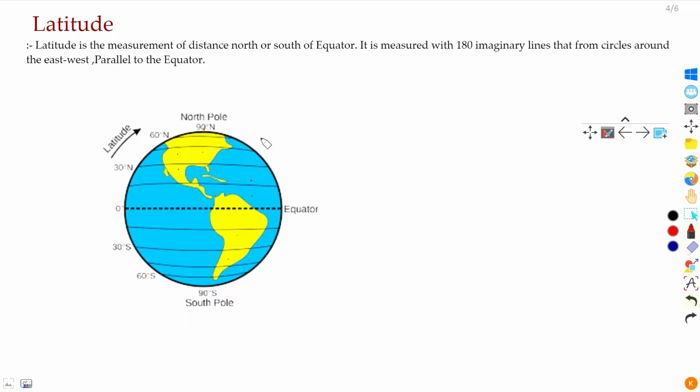So what is latitude? Latitude is a measurement of distance north-south of the equator. Using this latitude, we can measure the distance on the Earth's surface from the equator. So what is the equator? The equator is also an imaginary line which runs around the Earth's surface, and it is present in the middle portion of the Earth, which divides the Earth's surface into two parts. Number one is north, number two is south.